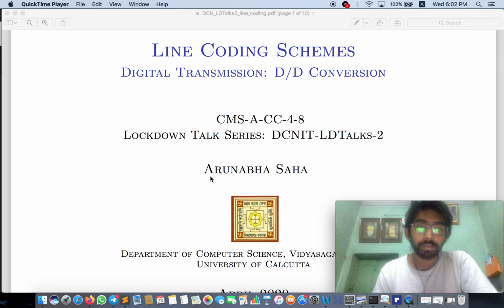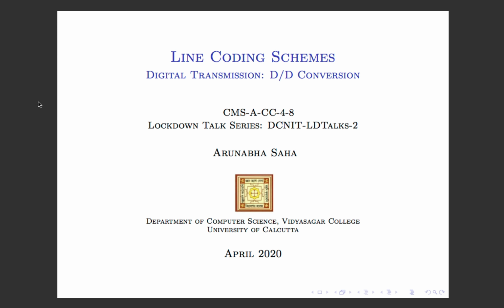Welcome to LD Talks. Today we are going to talk about line coding schemes. But before going into more detail, I would like to ask you a question. Say I'm sending you a binary data stream which consists of any number of ones and zeros. Does it mean I'm exactly sending you the binary data stream, or is there something else happening somewhere midway? So let's check.